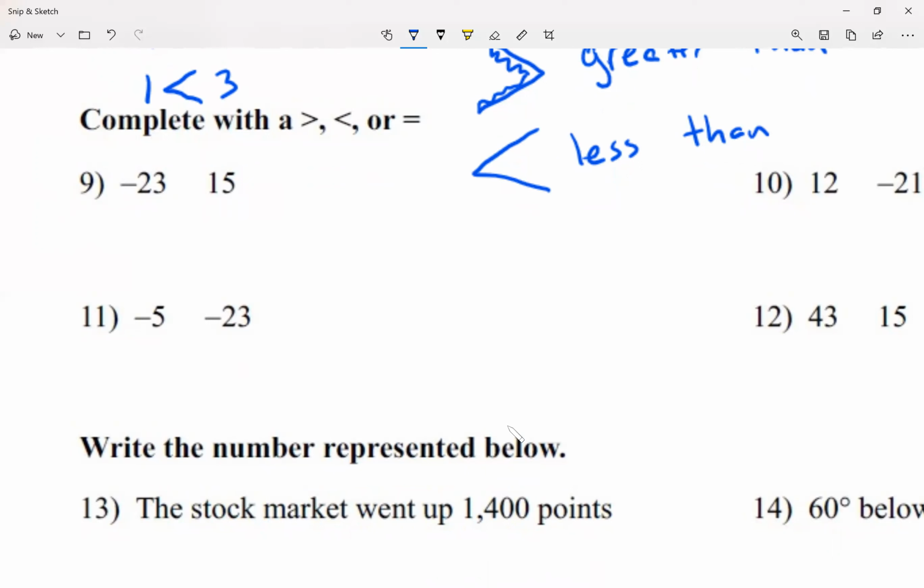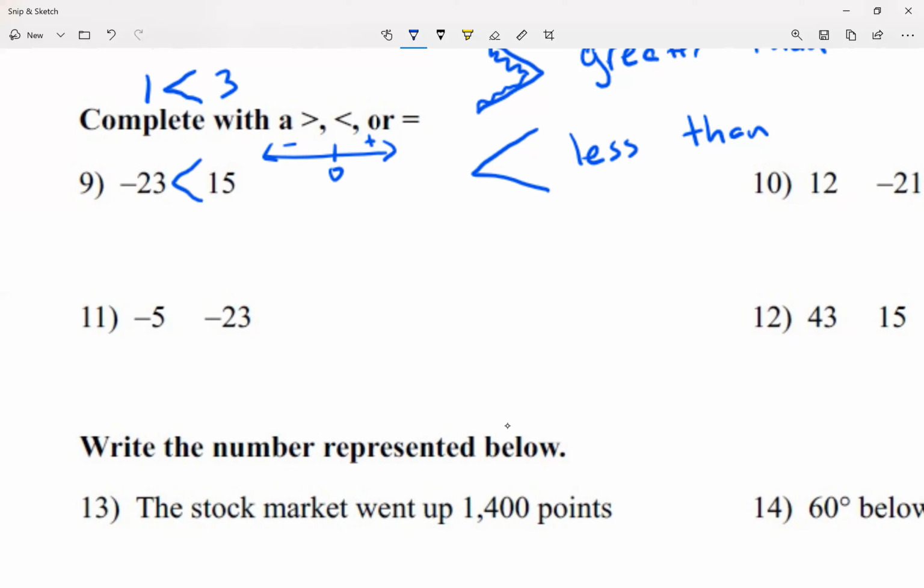So here, question number 9, I'm comparing a negative 23 with a positive 15. I said before in previous lectures, I said it in yesterday's lecture, that negatives are to the left of the positives. Remember a number line, I said there's a 0 in the center, positives are to the right of the 0, and the negatives are to the left of the 0, right? Negatives are always smaller than positives. So here, comparing negative 23 with a positive 15, 15 is the bigger number. So the way I'm going to complete this question is with the less than sign.